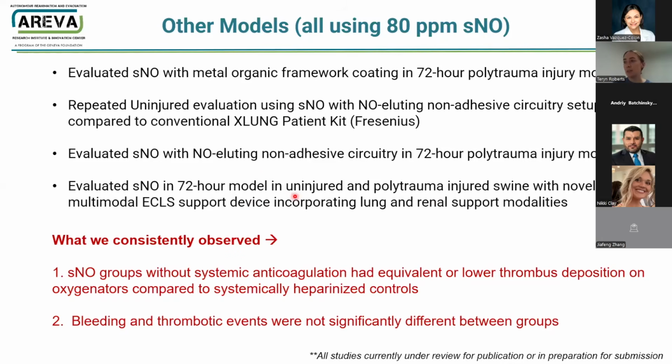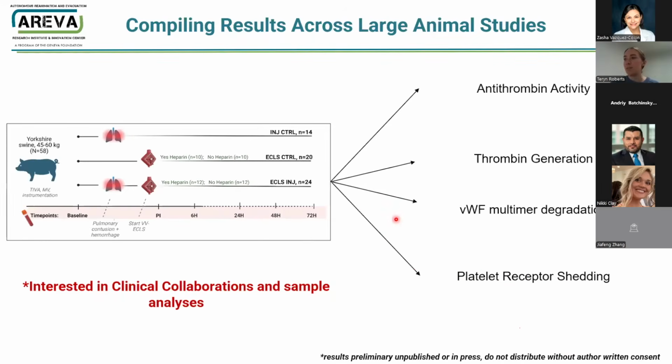Across these studies, which encompass over 50 animals, what we're consistently observing is that the sweep gas nitric oxide groups without getting systemic anticoagulation are having equivalent or lower thrombus deposition on the oxygenators compared to our systemically heparinized controls. And we're not seeing a difference in bleeding or thrombotic events between the groups. So this is promising. These other studies that I mentioned are all in progress or in process of publication right now. So a lot more exciting work to come.